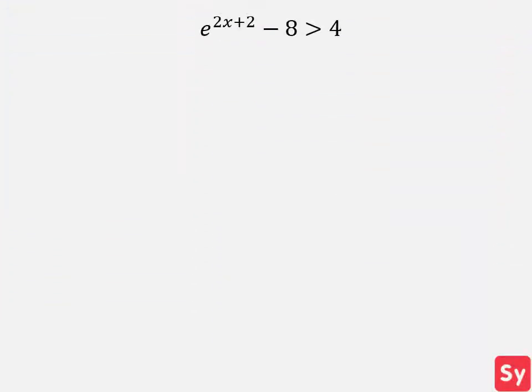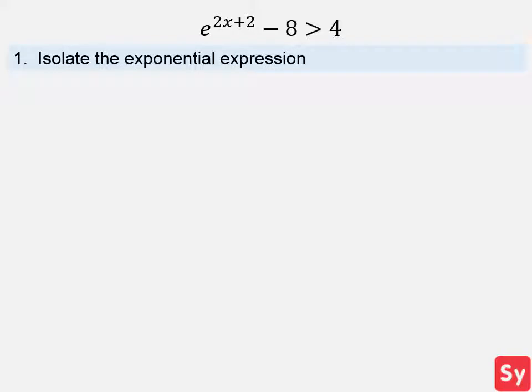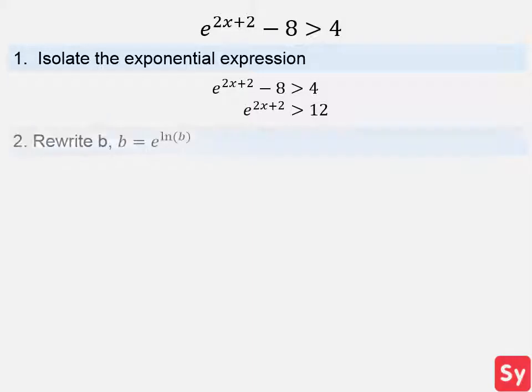Next example, we have e to the power of 2x plus 2 minus 8 is greater than 4. First, we isolate the exponential expression. So we add 8 to each side and get e to the power of 2x plus 2 is greater than 12. Next, we rewrite b such that b equals e to the power of ln of b. In this case, b is 12. So we have 12 equals e to the power of ln of 12. We can now substitute e to the power of ln of 12 for 12 in the inequality.